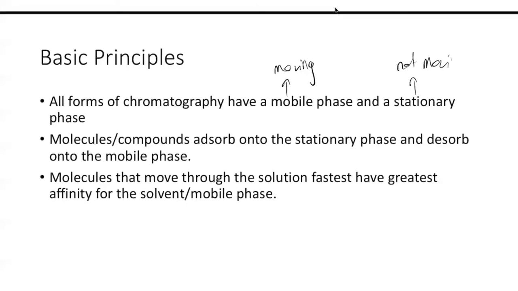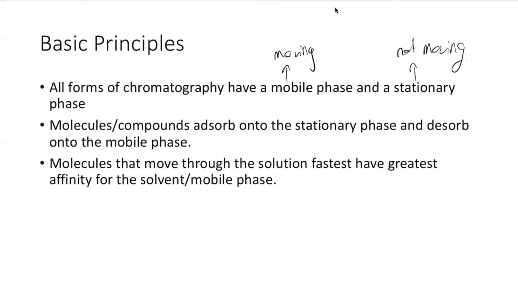Okay, different compounds will have different affinities for the mobile phase. So those that have a stronger affinity for the mobile phase will be moving faster, compared to those who have a stronger affinity for the stationary phase. Or in other words, they won't be moving as much.